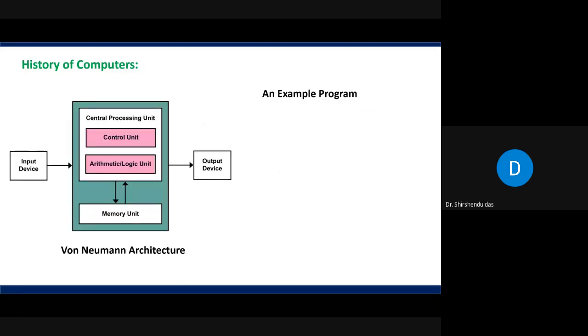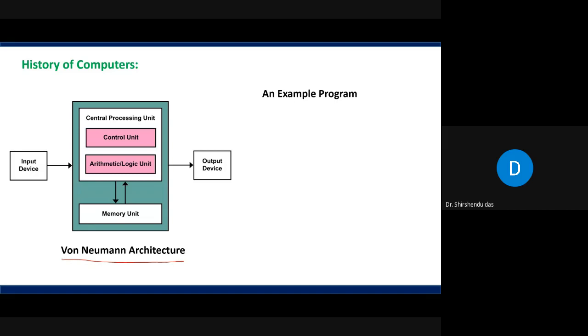But after almost 10 years of this model, I think in 1945 or 1946, another model was proposed. This model is called von Neumann architecture. And even today, almost all the computers, laptops, server machines, or even mobile phones that you are using follow von Neumann architecture. So how a computer works, in short, they follow von Neumann architecture. Now, let me explain what is von Neumann architecture.